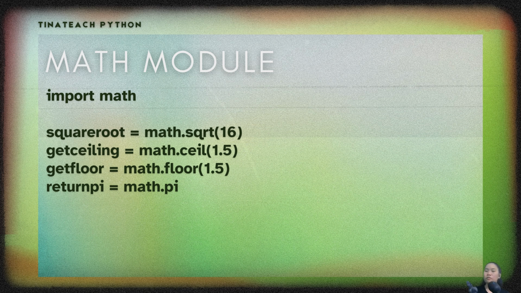And ceiling, for 1.5 in this case, you would get 2. And floor, 1. And for the last one, math.pi, if you look at the variable name, it returns pi. Okay, and if you assign return pi equals to math.pi, you can basically just use return pi to do a lot of complicated calculations, making the variable very usable in terms of scope, in terms of placement, in terms of just everything is way better than having to write math.pi all over again.